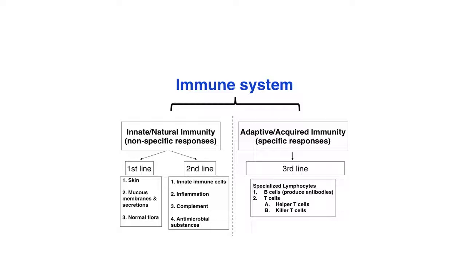Now, if that fails, then we have a third line of defense, which is adaptive or acquired immunity or specific responses, and it is the task of specialized lymphocytes to participate in this third line of defense. By the way, why adaptive? Because the specific immune responses can change with time. Innate immune mechanisms do not change. We are born with them.